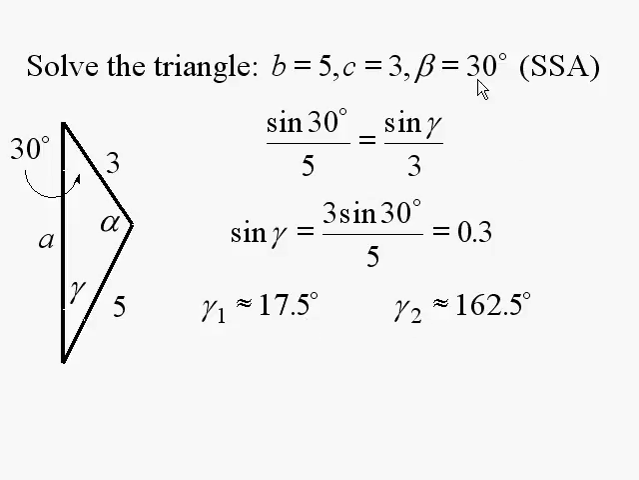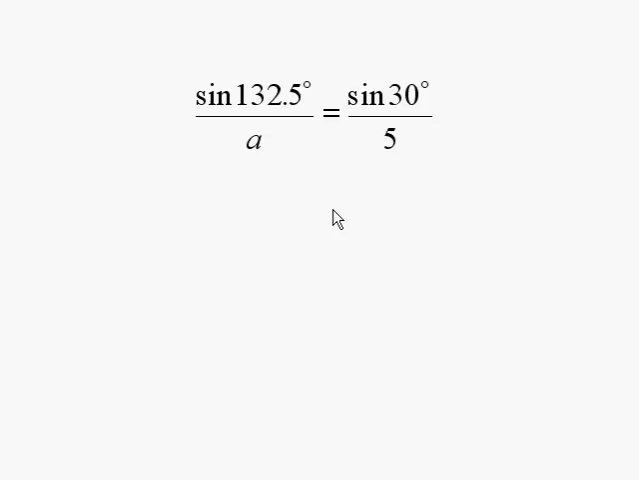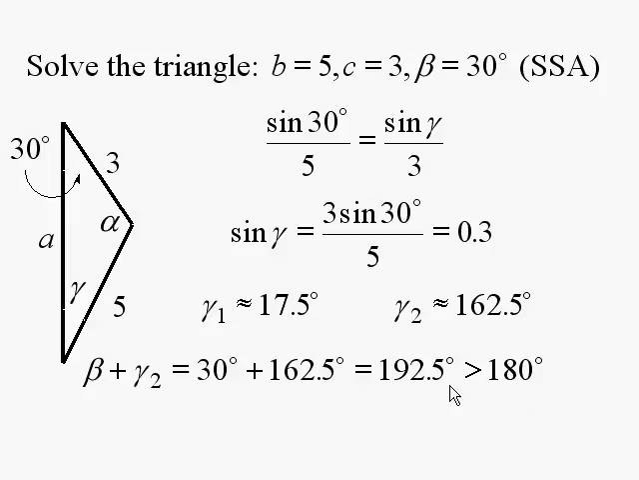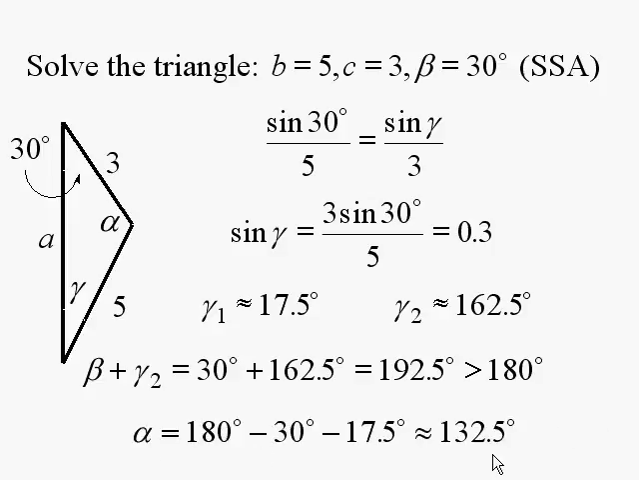Now in this case, there is a problem, since I know that I've got a 30 degree angle already. If I chose gamma 2 to be this angle, 162.5, that makes gamma plus the known angle, beta, too big. 30 degrees more than this is more than the angles in a triangle can be. So in this case it can't happen. I have to allow for it as far as solving the trig equation, but in fact it can't, for it exceeds the angle sum fact.